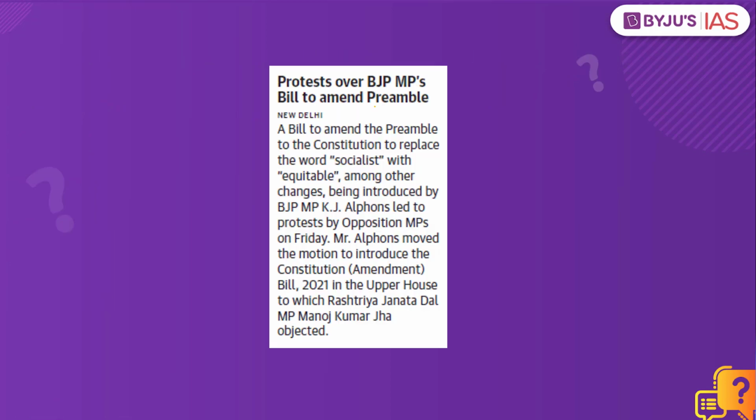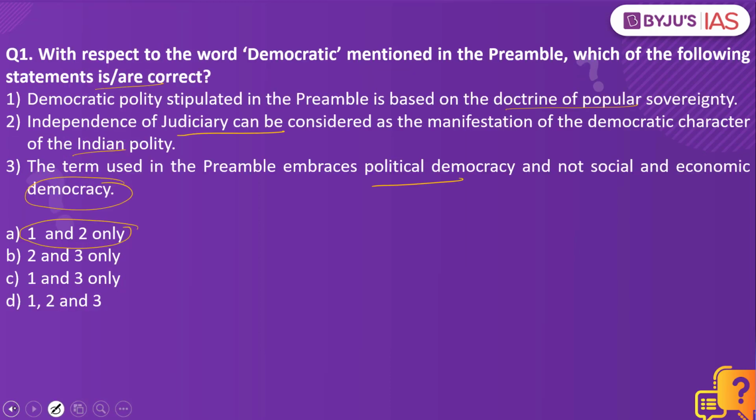Why have we taken both these practice questions? Because this article here makes a mention of the word preamble. Let us try and understand what these options are. When it comes to the first option, it says democratic polity stipulated in the preamble is based on the doctrine of popular sovereignty. What is this doctrine of popular sovereignty?